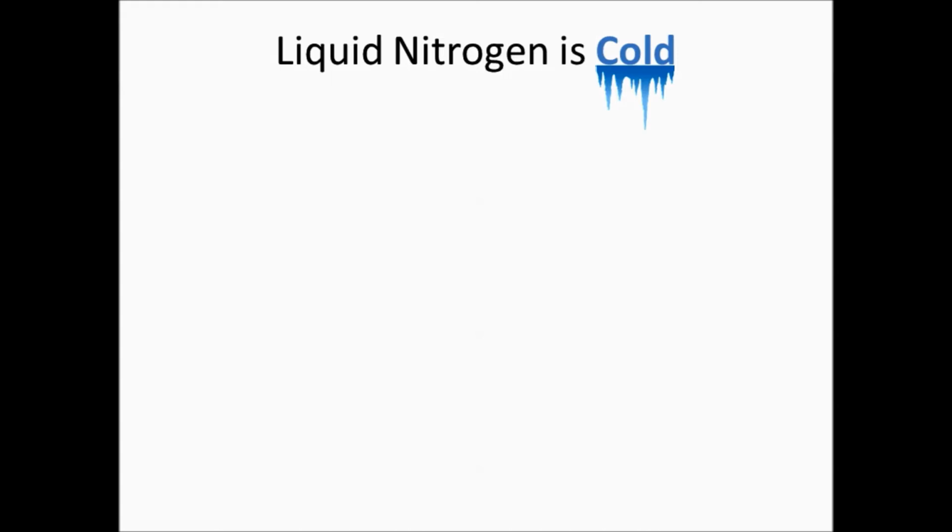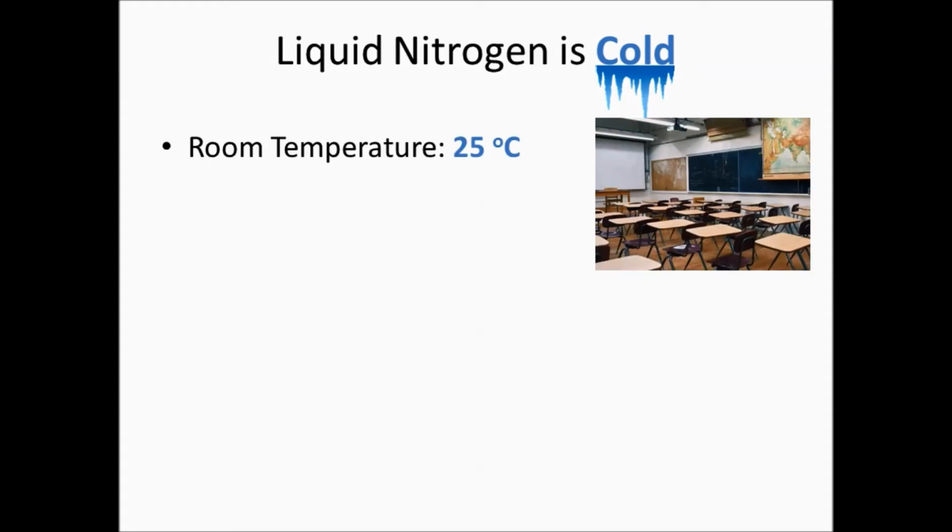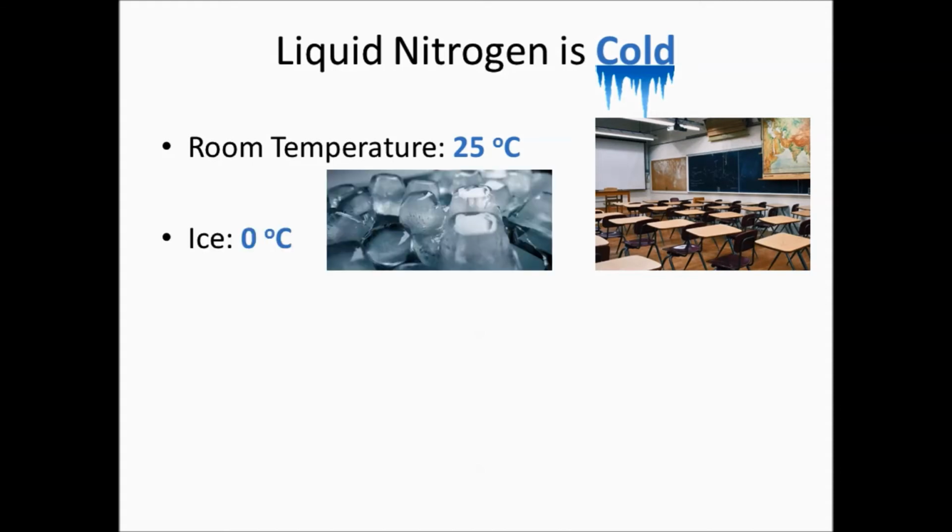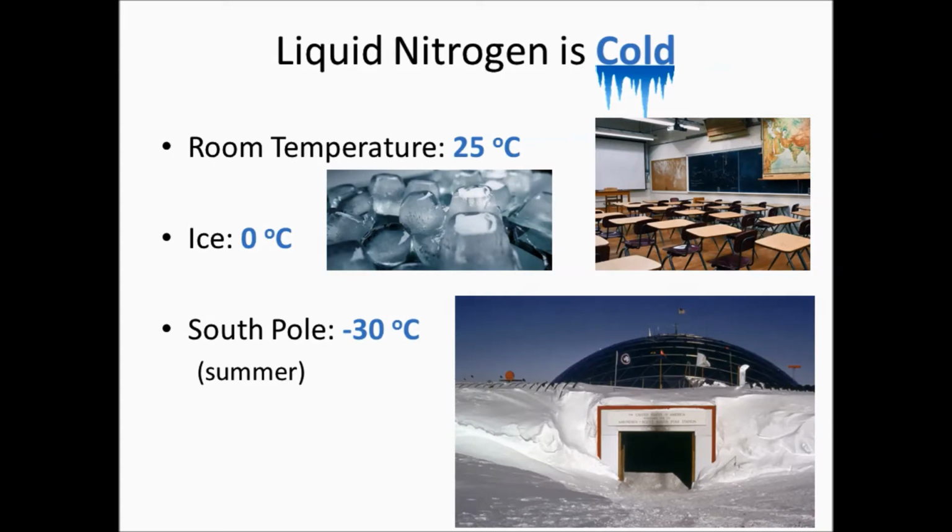The room temperature that you're sitting in probably right now is about 70 degrees Fahrenheit or 25 degrees Celsius. Ice in your freezer is about 0 degrees Celsius or 32 degrees Fahrenheit. Now the South Pole we know is very, very cold. Here's a picture shown with a bunch of piles of snow. It gets to be about negative 30 degrees Celsius in the summertime on average and about negative 60 degrees Celsius in the wintertime.